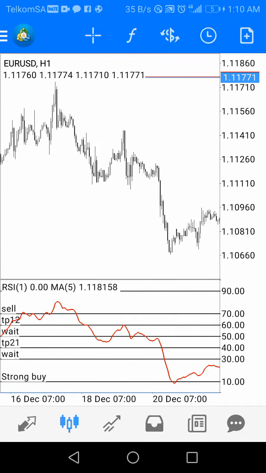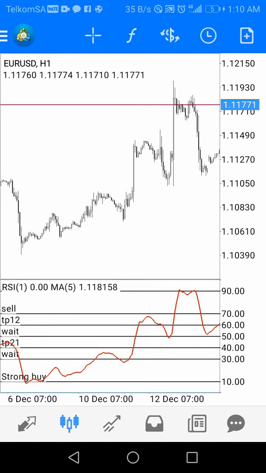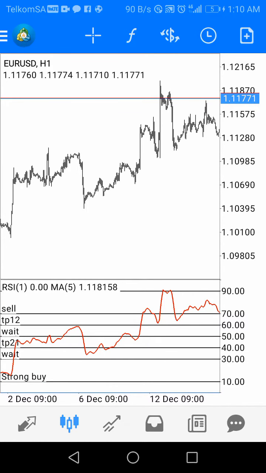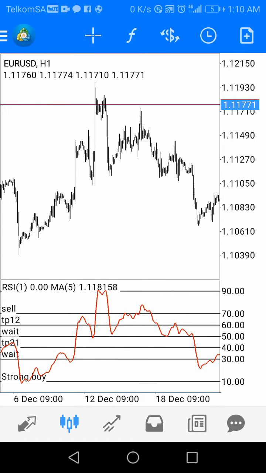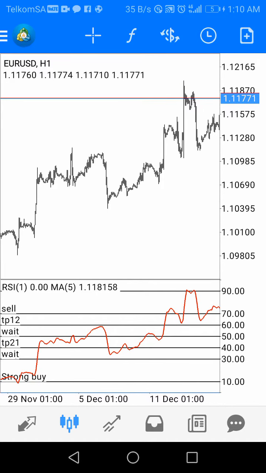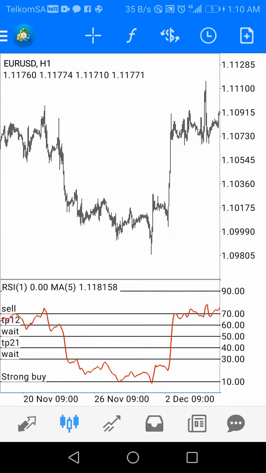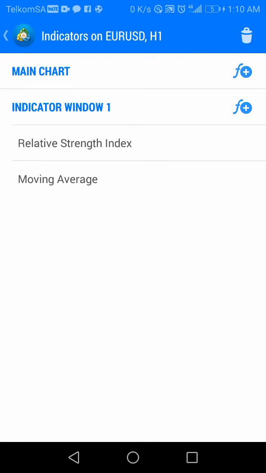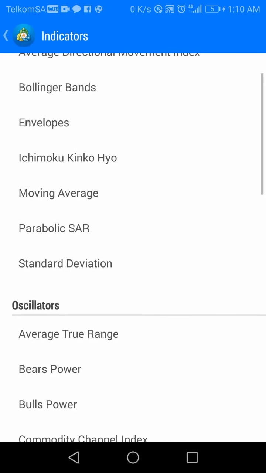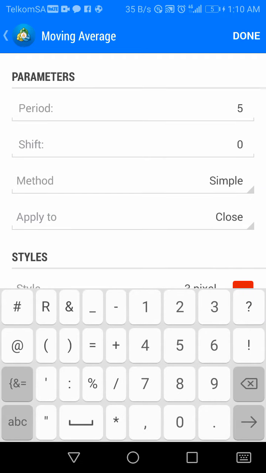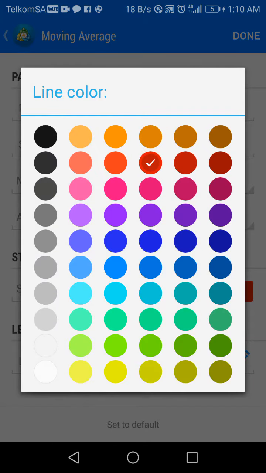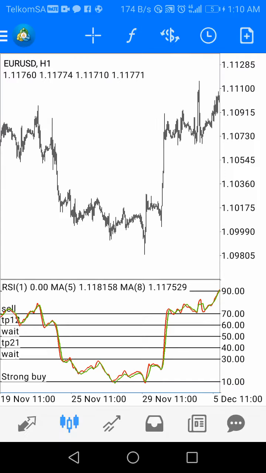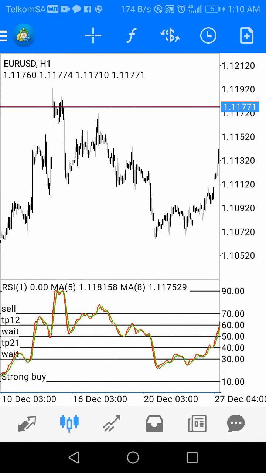So you see, if you are a professional trader, you can already see what's happening when it touches that level 90. When it touches 10, you can already see what's happening. The next indicator that we're gonna add is the second moving average, which is 8, simple, apply to close. The color, let me check which color is proper. Let's say cream and red. Okay, it looks cool.